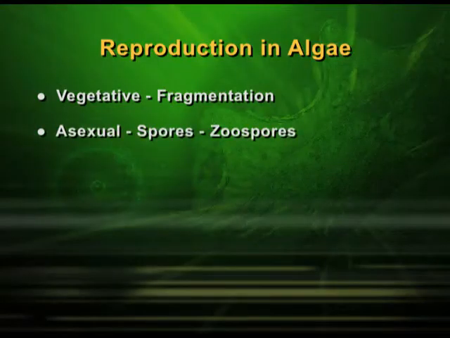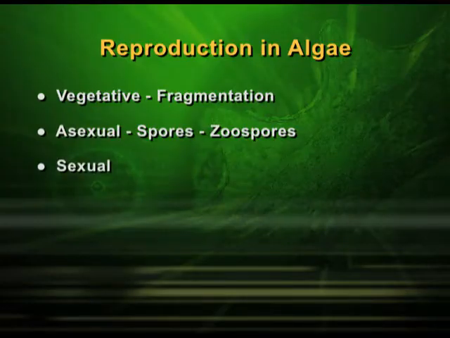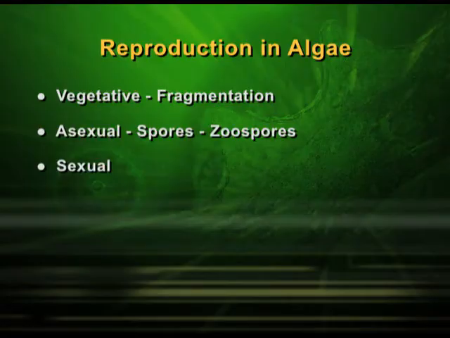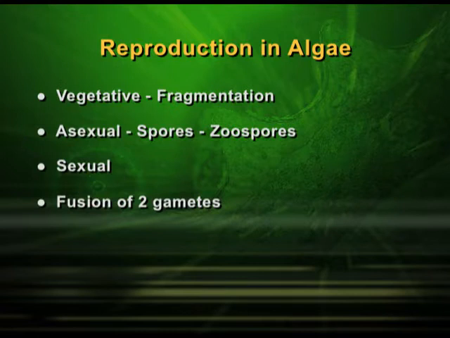They can also undergo asexual reproduction by way of producing spores, and these spores in this case are also known as zoospores. Then some algae can undergo sexual reproduction, and if it is sexual reproduction, then definitely gametes should be produced and there should be fusion of two gametes to produce another organism of the same kind.